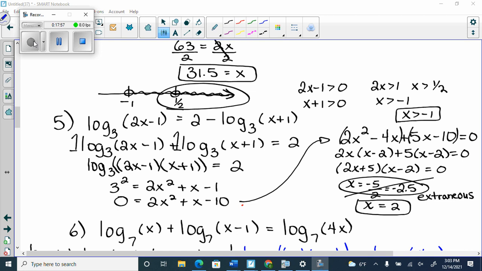Can we solve this one? But on a log graph, it's y. On a log graph, it's y-er. On an exponential, it's x-er, because they're inverses of each other. And on an exponential, it's y is greater or less. And on a log, it's x is greater or less, because they're inverses of each other.